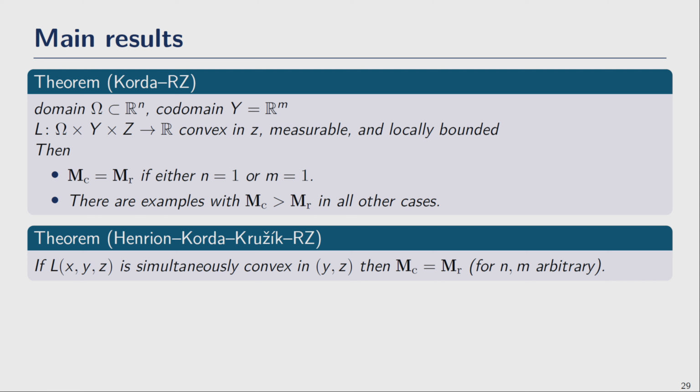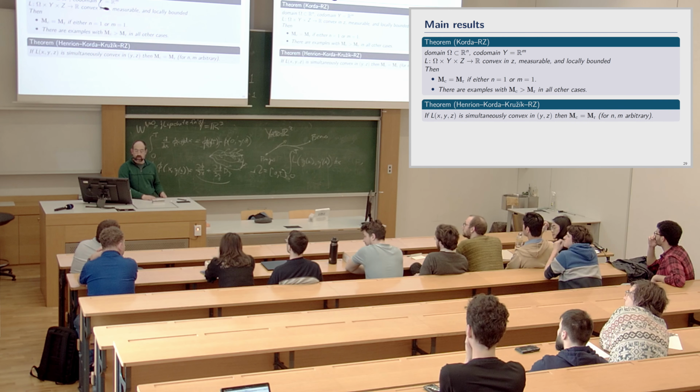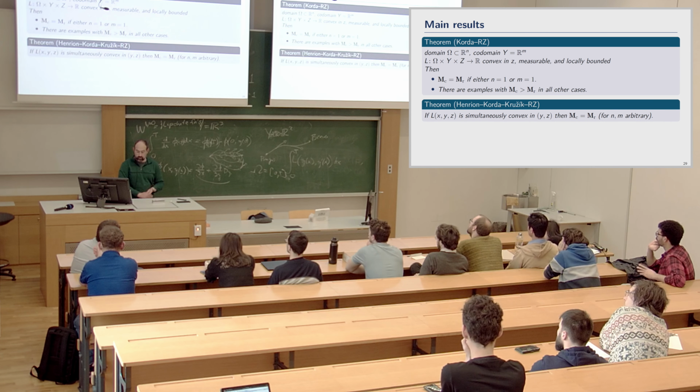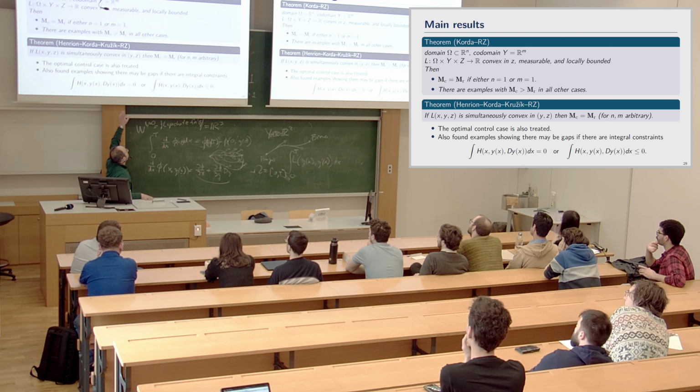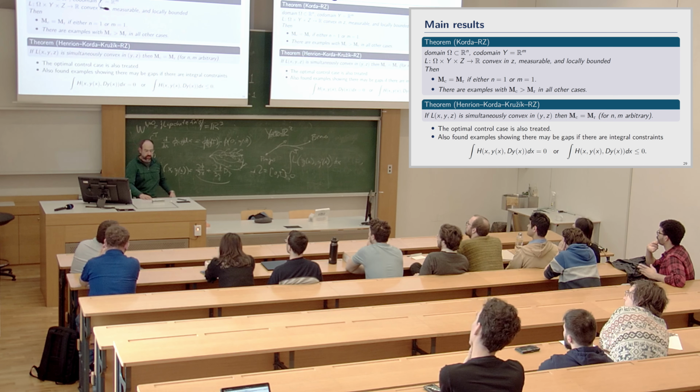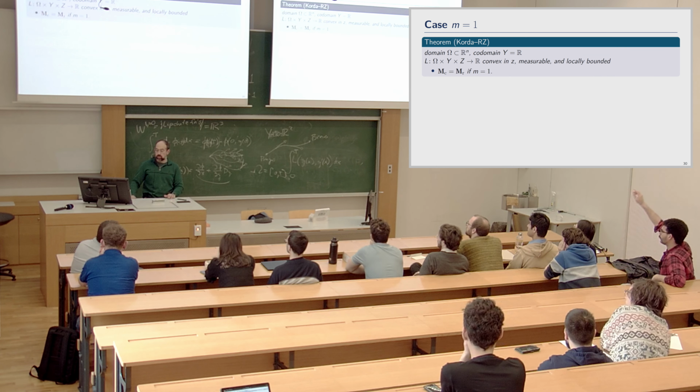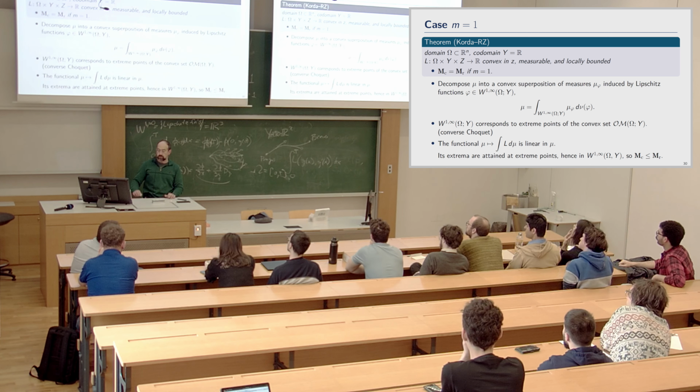And more recently, we found a very nice sufficient condition to have no gap in any dimension, together with Didier Henrion and of course Martin, who is here. And so that's what we have for now. And we also treated the optimal control case, and it turns out that if you have integral constraints like this, then we also have gaps, and so I guess I wanted to explain to you a little bit what the proof looks like.